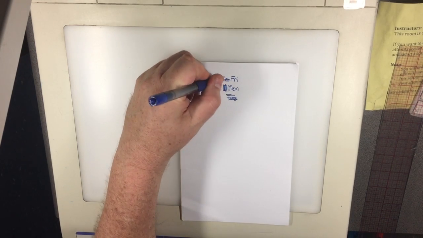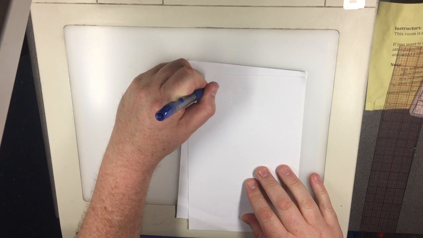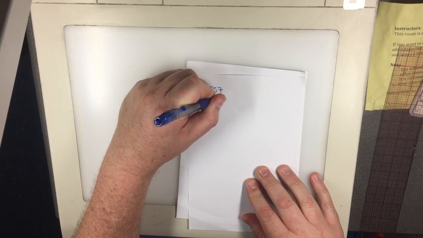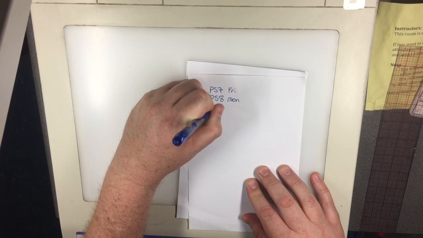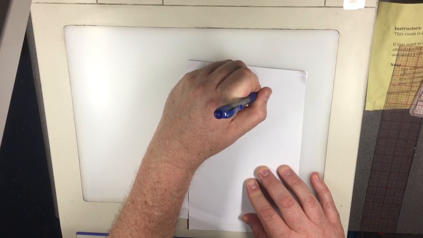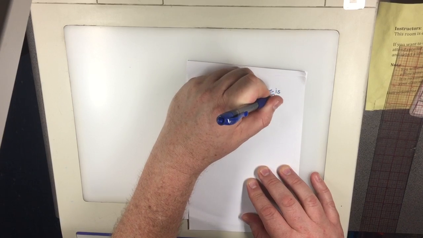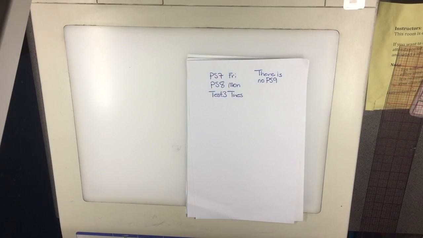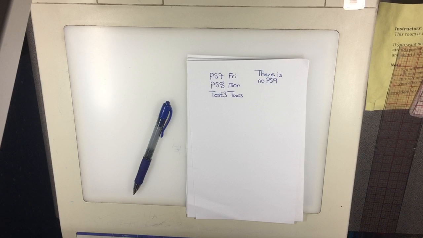And oh God, hold on. Let's all ignore that for the last 2 minutes. Problem set 7, problem set 8. This is due Friday. This is due Monday. Test 3 is Tuesday. And this is why I'm so confused. There is no problem set 9. This is all because of the July 3rd holiday that they just decided to install.